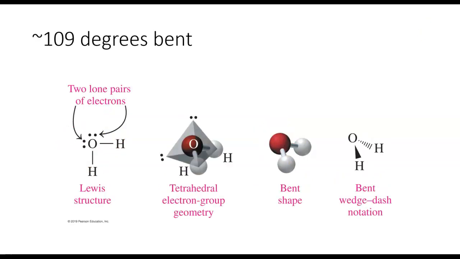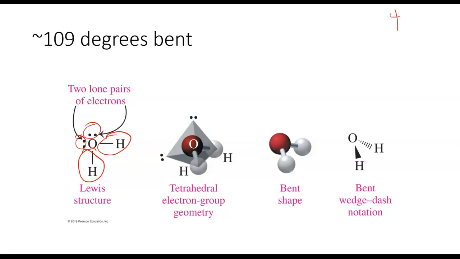Here's another 4 group. This has 2 lone pairs. You have 1, 2 bonded, and 2 lone pairs. 1, 2, 3, 4 groups. This gives us a bent shape. Sometimes you'll also see it listed as angular.